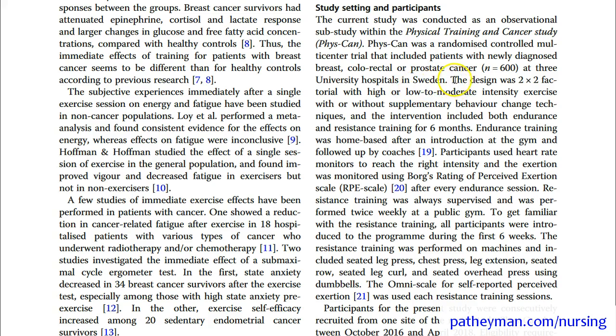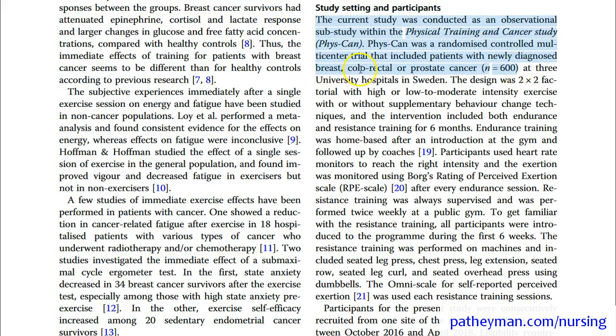I'm also telling you a little more detail: in that study, they were assigned to high or low to moderate intensity exercise with or without supplementary behavior change techniques. The intervention included both endurance and resistance training for 6 months. They give you a little detail about how they did all that, but that's not what we really care about. What we really care about is that these people were from a larger study.